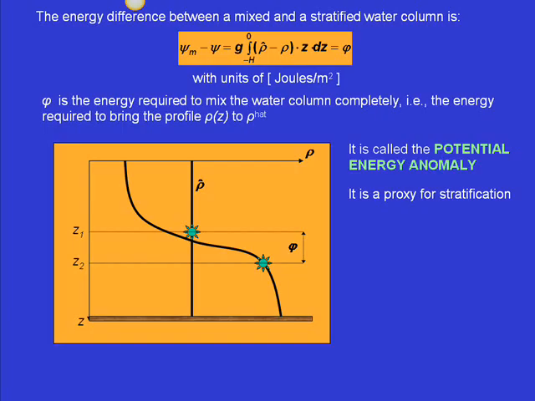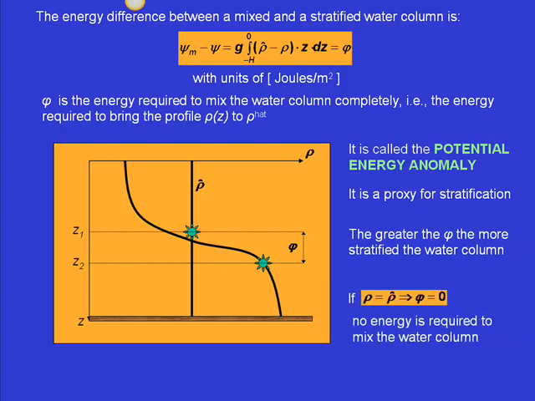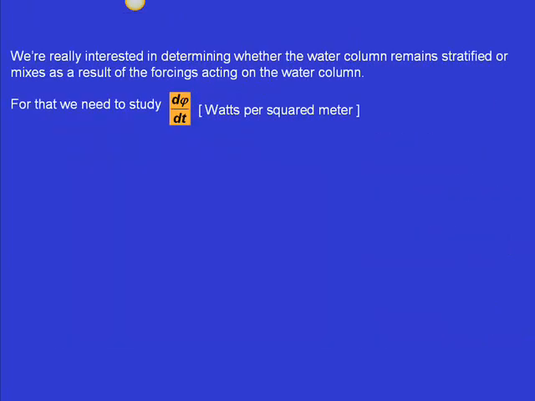If phi equals 0, it indicates what? That is mixed, that we don't need to add any more energy to mix the water column, it's already mixed. So phi equals 0 means that there's no stratification. And the greater the phi, the more stratified the water column. That's what I just said. So that's the potential energy anomaly.